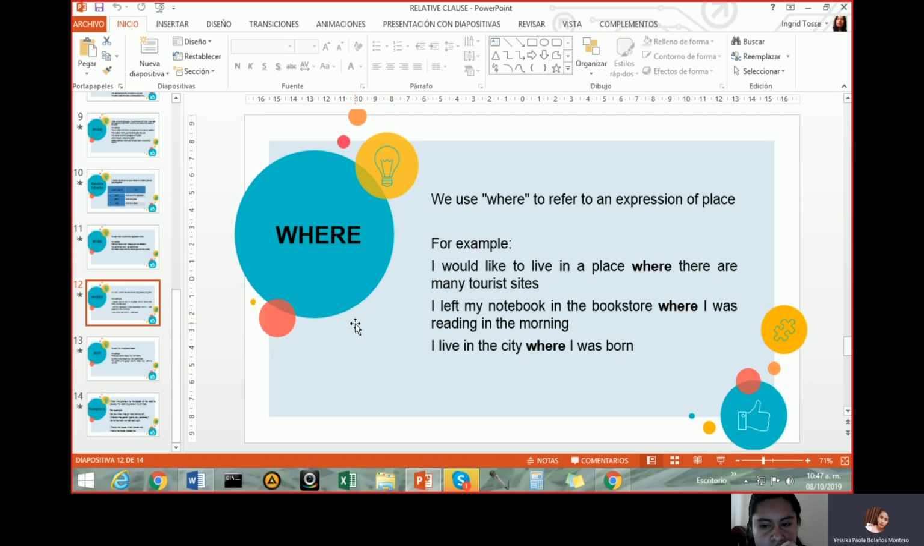I live in the city where I was born. Yo vivo en una ciudad donde yo nací. Okay, in this case, can you explain to me about the expression of place? Where indicates the place. I live in the city. The city is the place. Yes, very good, because the city is the place.